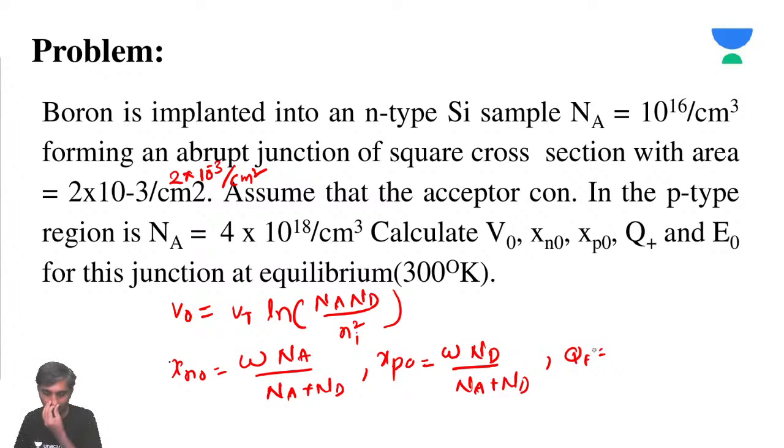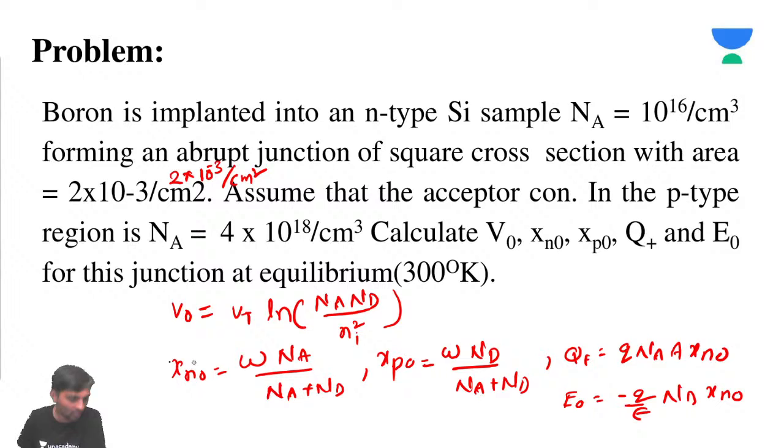Then you know the Q plus value. What is the Q plus there? Q is Na into A into xn naught or xp naught. Then E naught is going to be minus Q by epsilon into Nd xn naught. All the formulas we know. Just do one thing, do it like a homework. Assume that it is going to be a homework. Okay, next problem we'll see then.